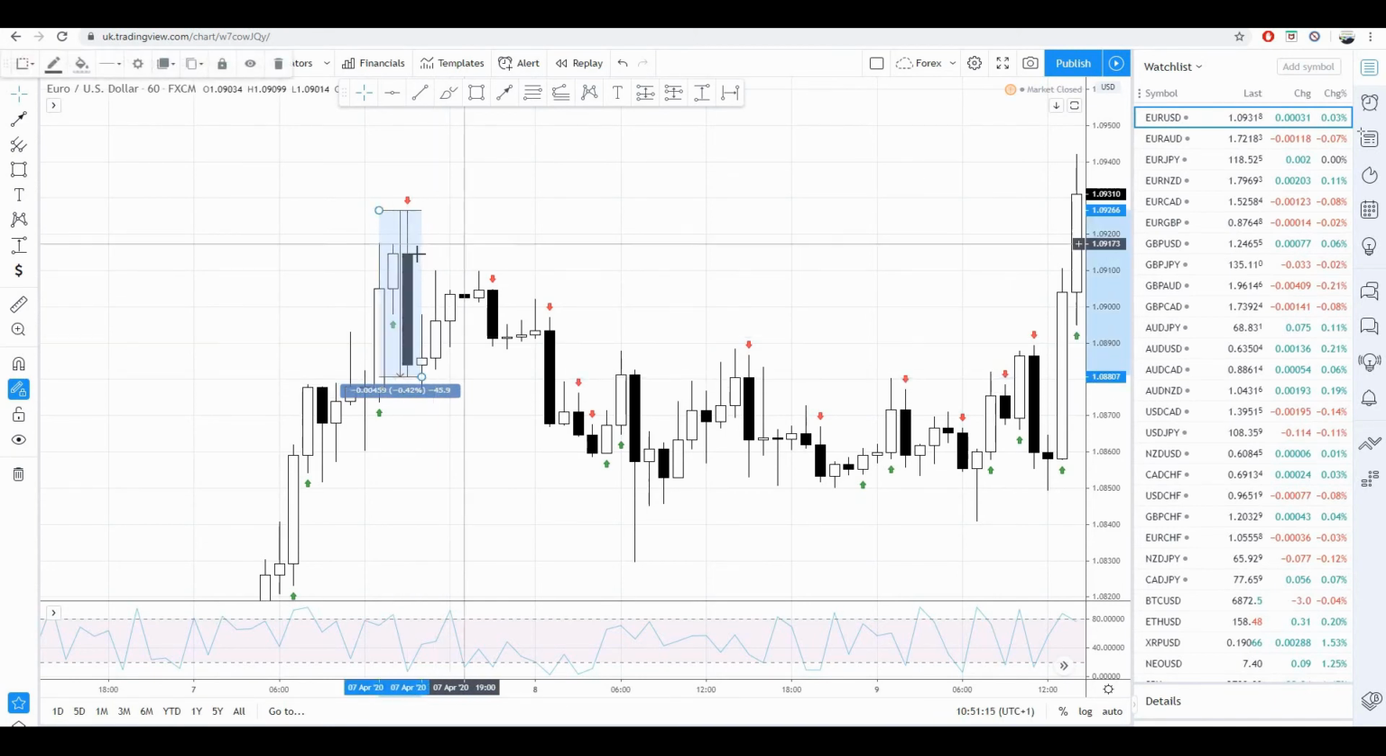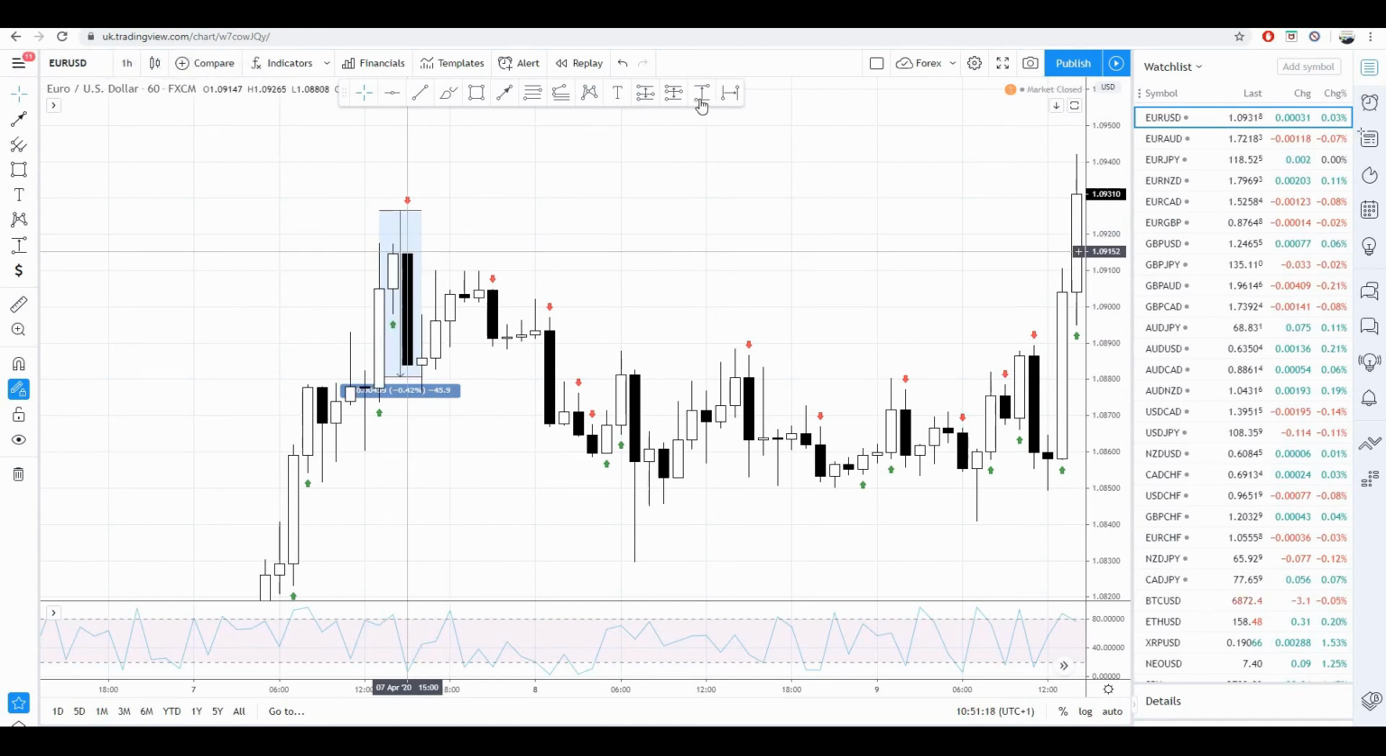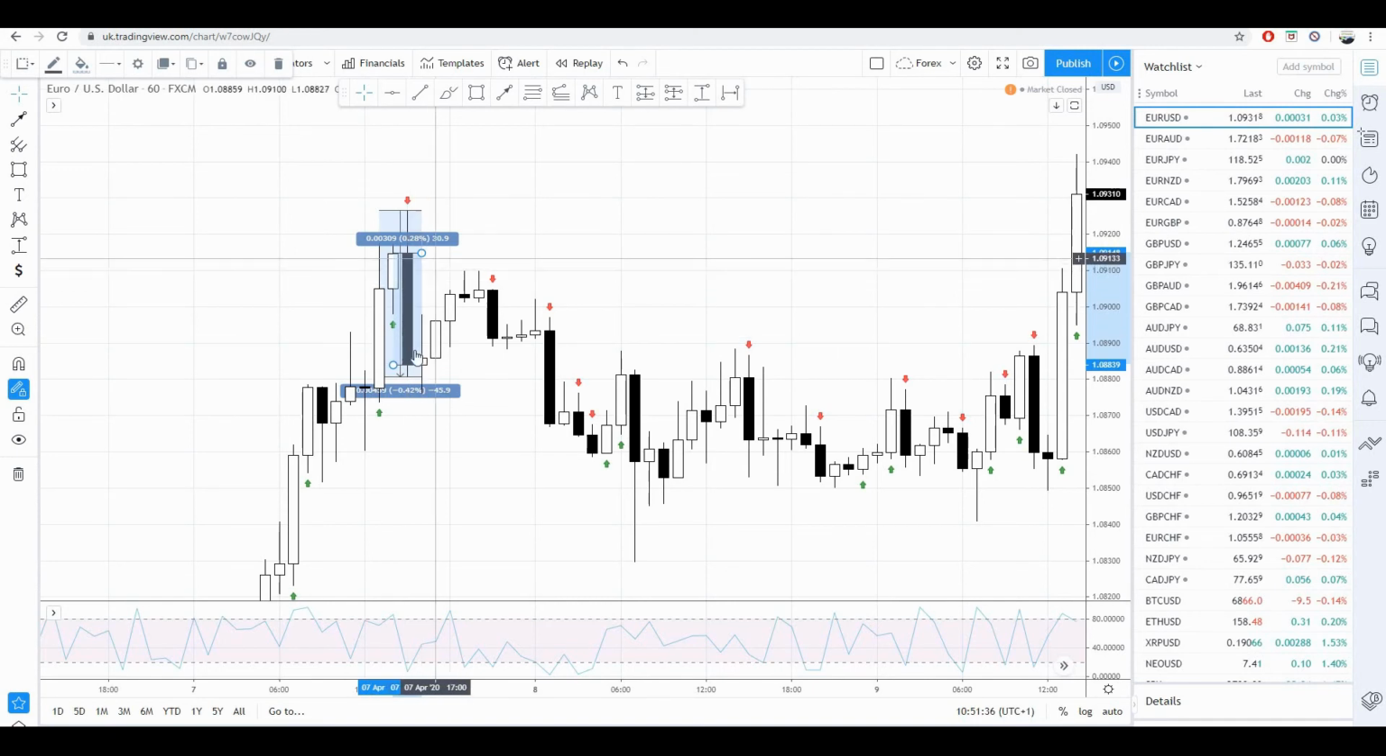Okay. Now the body of the candle, we've got the open here. Let's draw another one on, and let's do it backwards so that the text doesn't overlap one another. So we've got the open of that candle here, and the close of the candle here. So the body of that candle is 30.9 pips. So the full range of that candle is 45.9 and the body is 30.9.